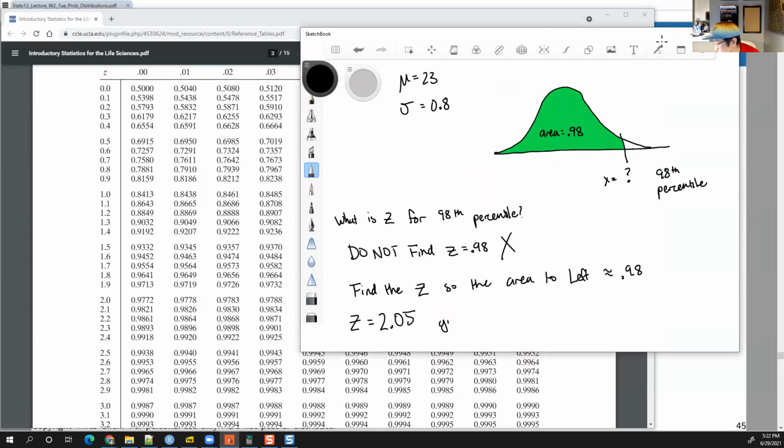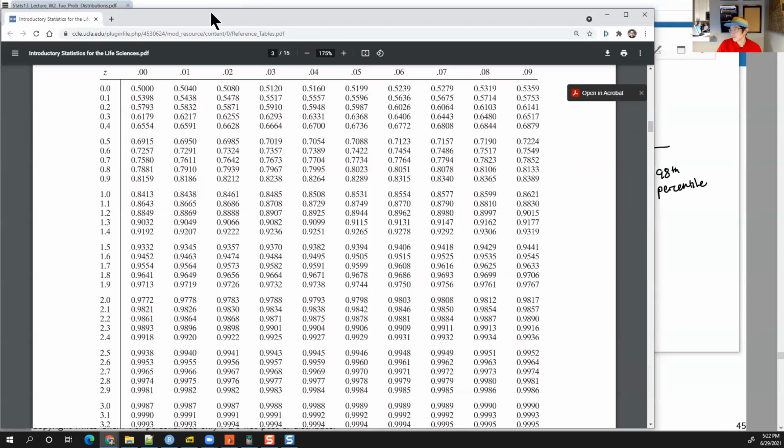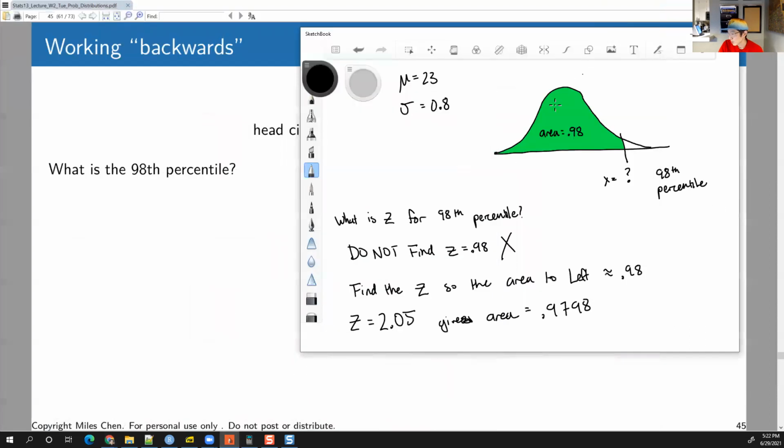This gives area equal to 0.9798. All right. Is that okay as far as identifying that z-score, finding the one that corresponds to 98% being 0.9798? Okay, all right. Thank you for your thumbs up there.